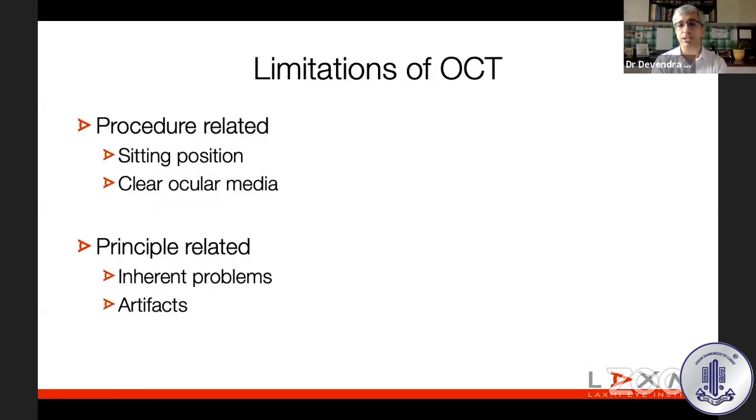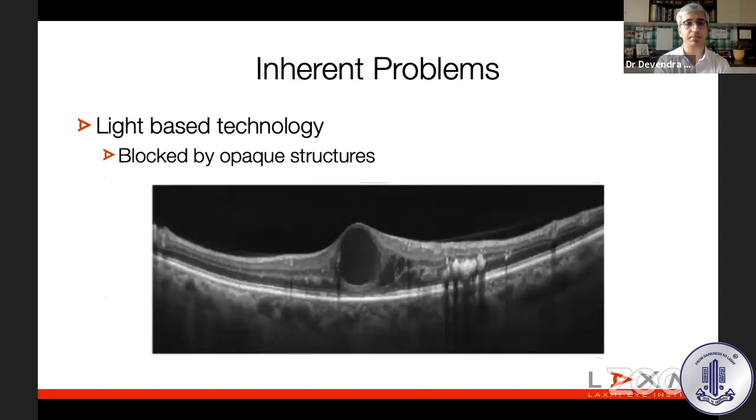There are a few limitations which I'll just quickly cover. Some which are procedure related, mainly that the OCT has to be performed in a sitting position, which is maybe impractical for very small babies or for very elderly patients who are not able to sit up. It requires clear ocular media, and there are certain principle related limitations which we'll see some examples of.